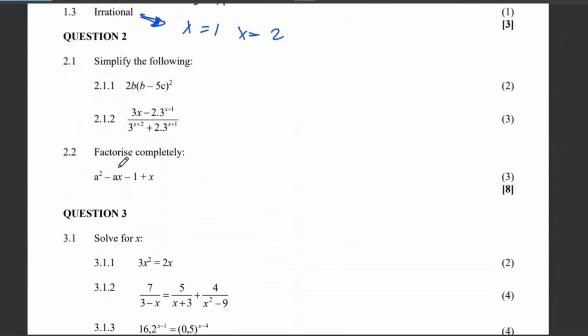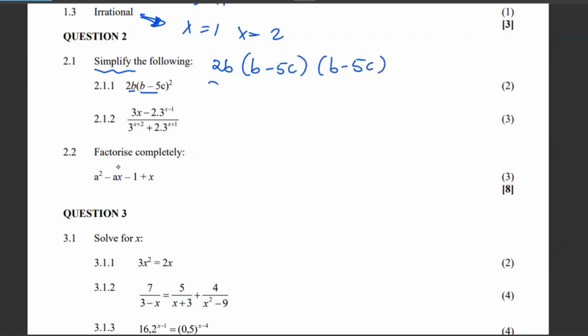Then 2.1, simplify the following. The word simplify means break it down. If we have brackets, you need to open up those brackets. If we have fractions, we need to use the knowledge of fractions to break it down. Okay. So we have 2b into (b minus 5c), but everything is squared. So I'll say it's 2b into (b minus 5c) into (b minus 5c).